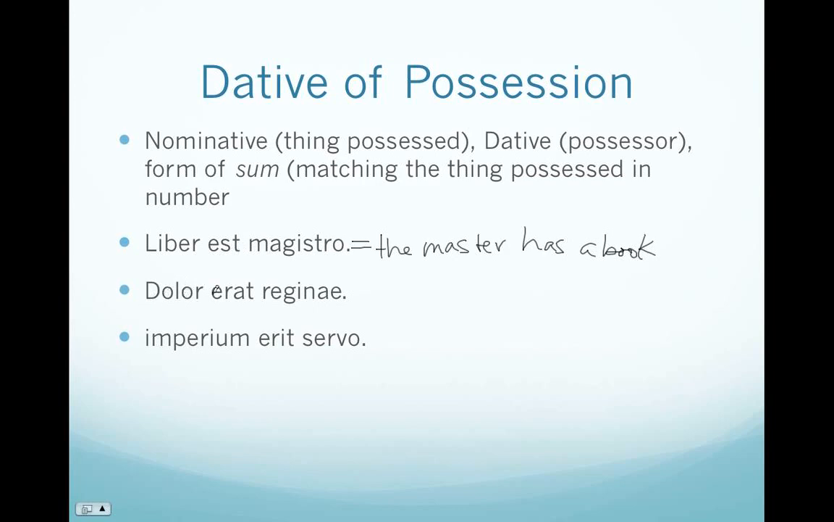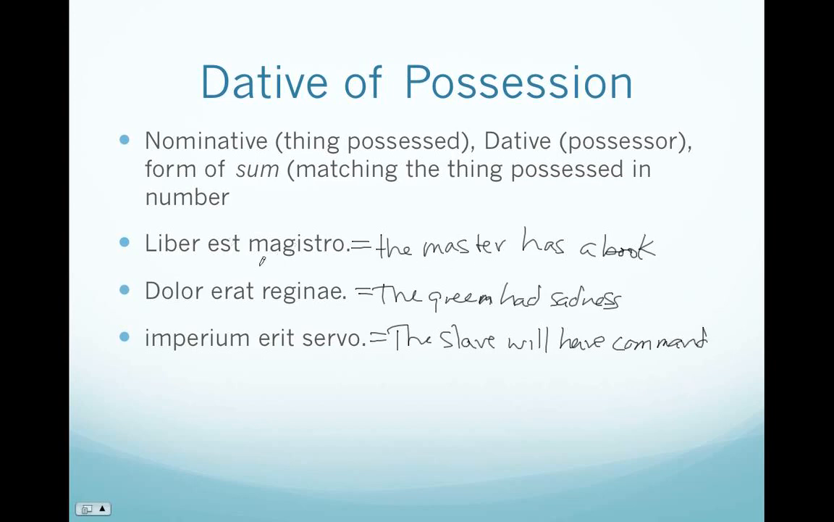Or dolor erat reginae. Sadness was to the queen, but really what this is saying is the queen had sadness. The queen was sad. Or imperium erit servo. Command will be to the slave, but again, what this is really doing is saying the slave will have power or command.